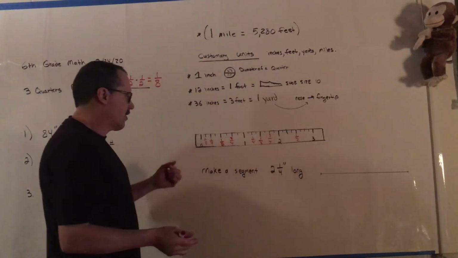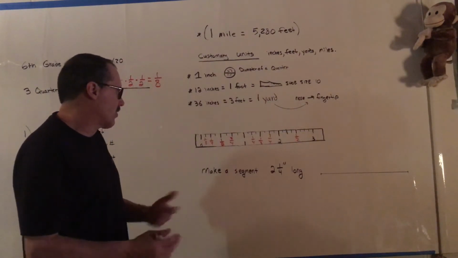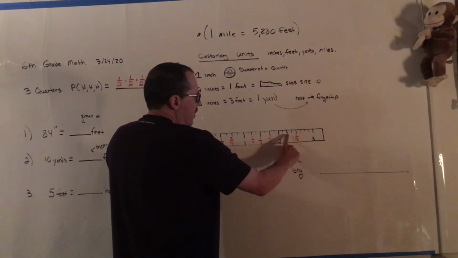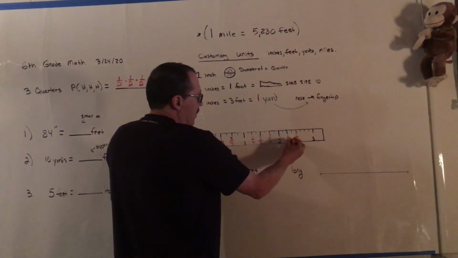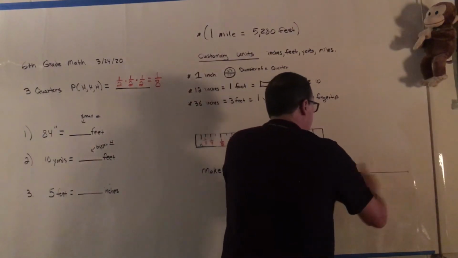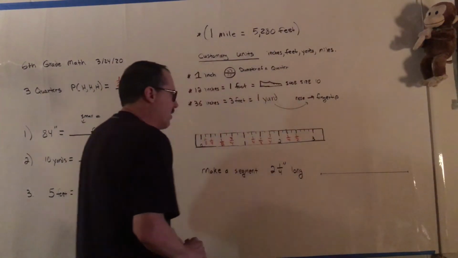So let's say they ask us to make a segment that's 2 1/4 inches long. What I did was I put my ruler to here, and I went out to here, and I said, okay, there's the 1/4 mark. And so I made my segment exactly this long, and then I drew it down here, and I just put my ruler down there when I did it.